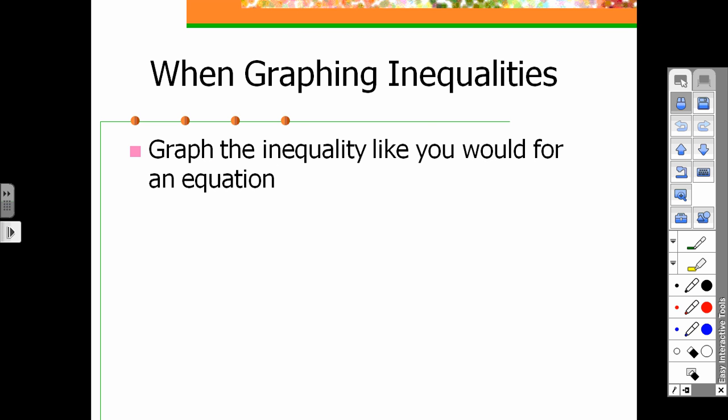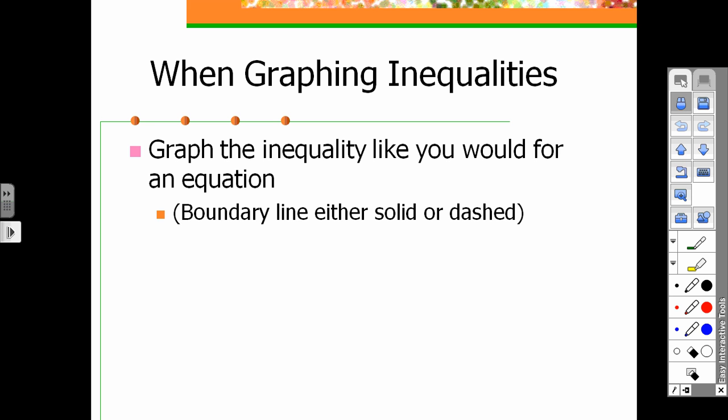First thing is that we're going to graph the inequality just like you would do if you were graphing an equation. Okay, so do exactly the same steps that you would do from before. You're going to find your boundary line, which is the graph that you did, and that boundary line is either going to be solid or dashed. And that really depends on your inequality symbol, whether it has an equal sign with it or not. So if you have something like this with an equal sign, it's going to be solid. And if you don't have the equal sign with it, it's going to be dashed. Okay, so you'll have to remember that.